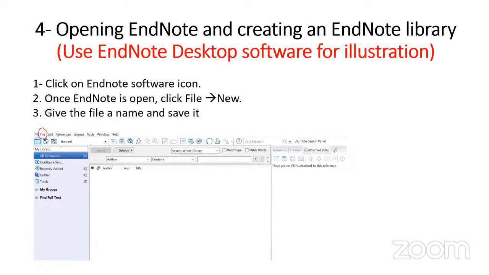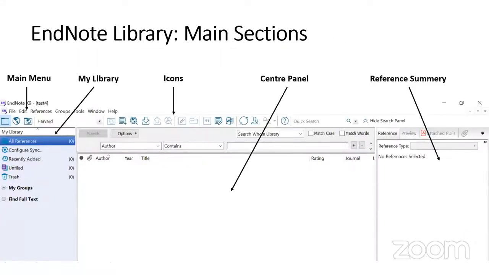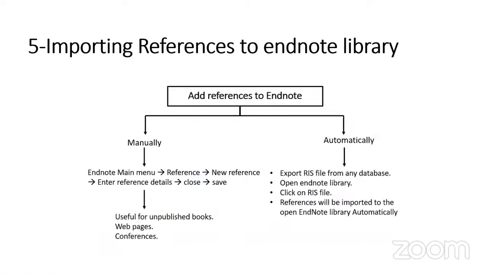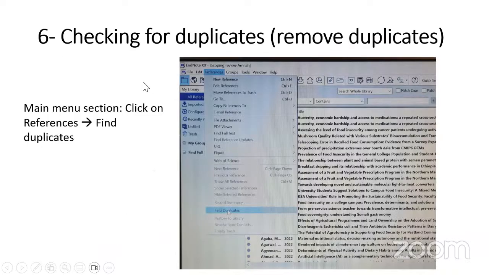So what did we cover so far? The EndNote library, we mentioned the main menu, my library, icons, central panel, and reference summary. Importing references to EndNote, and this is what we did. Importing references to the EndNote library, we covered this, like we explained how we add a reference manually or automatically using the RIS files. Checking for duplicates.